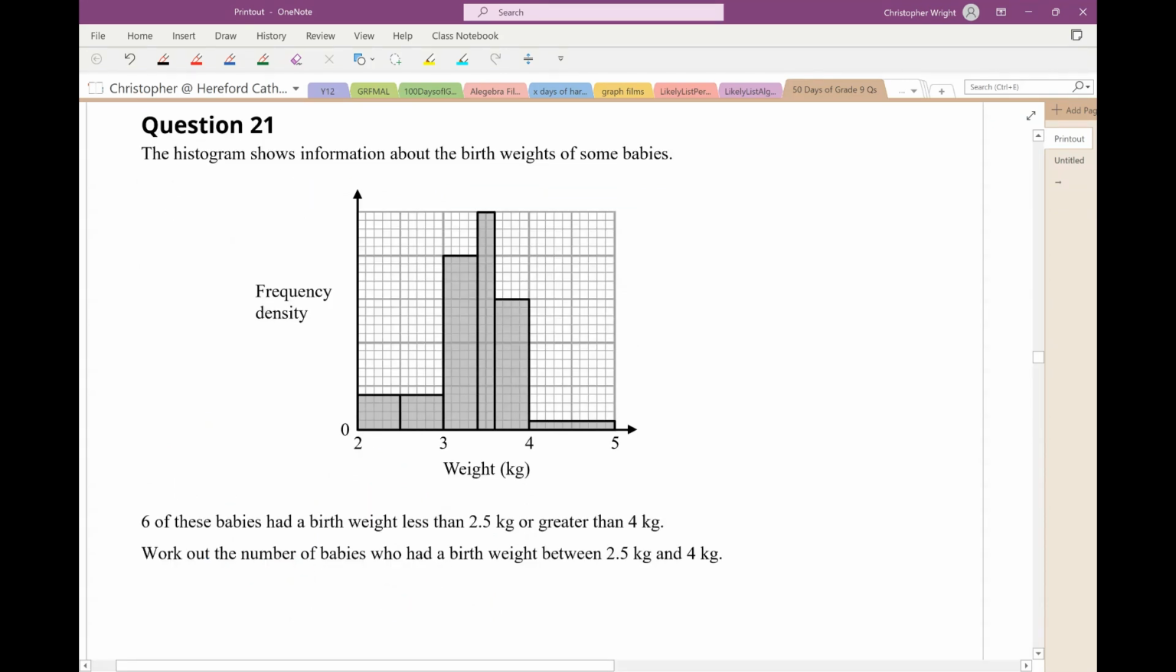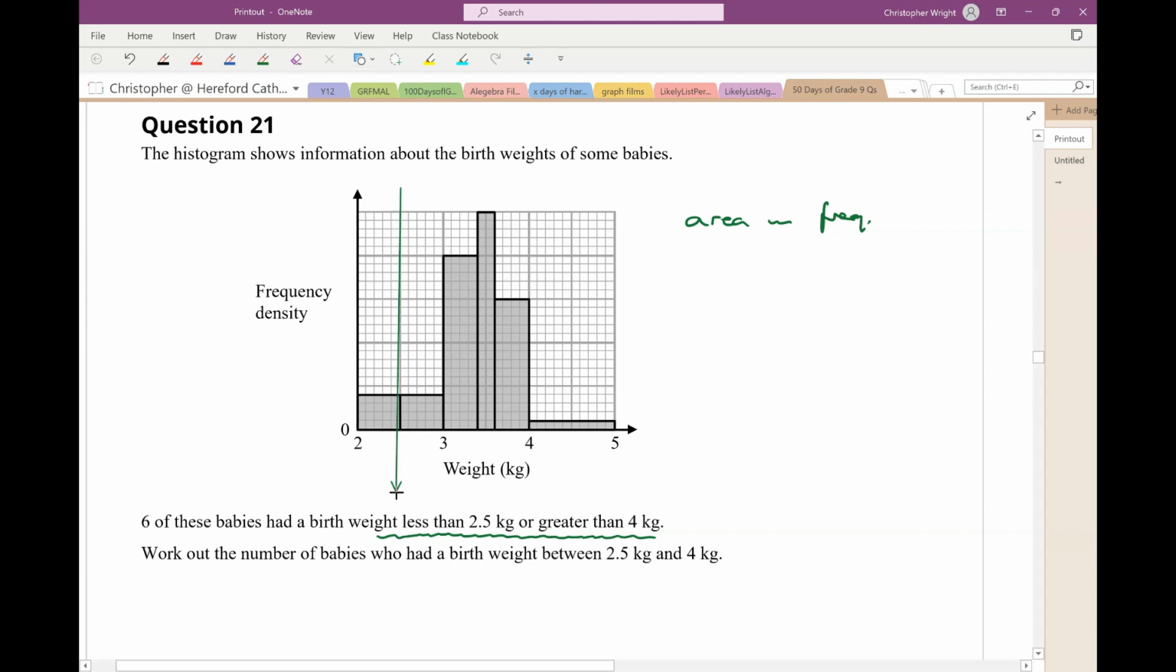Question 21. The histogram shows information about the birth weights of some babies. Okay, now the minute I see a histogram, I'm thinking here that the area of each of the bars relates to the frequency. And I'm also thinking about frequency density and class width in that formula too. 6 of these babies had a birth weight less than 2.5 kilograms or greater than 4. Right, wait a minute. So, less than 2.5 or greater than 4.